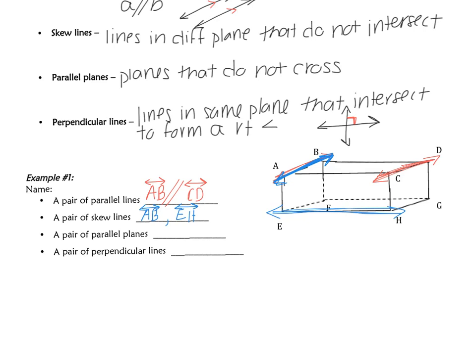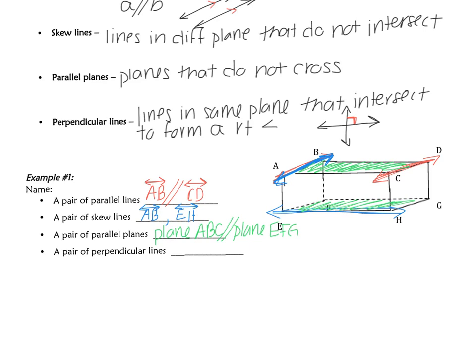Next is a pair of parallel planes. Well, I can look at this top of the box, the top plane, which is ABCD, and the bottom of the box, plane EFGH, and those are parallel. They will not cross. So I'm going to write plane ABC parallel to plane EFG.